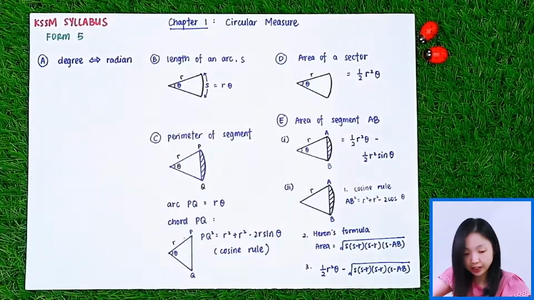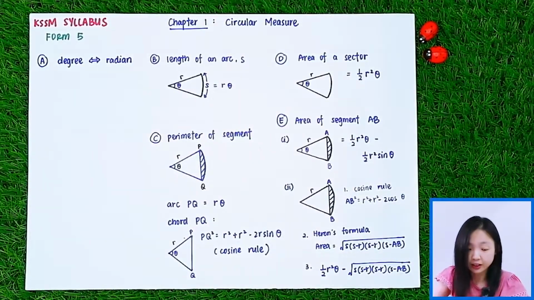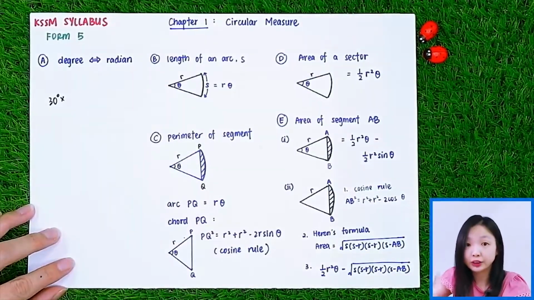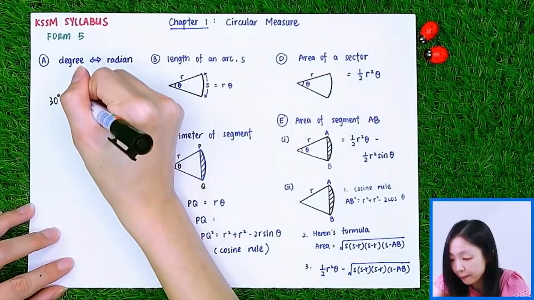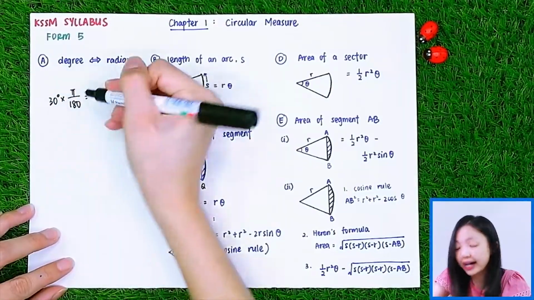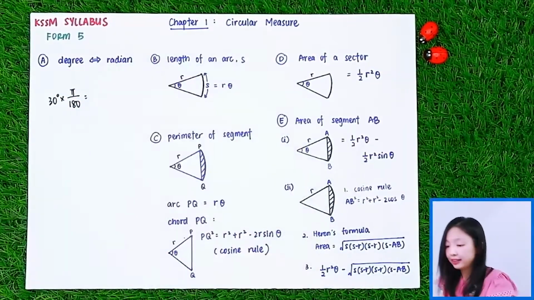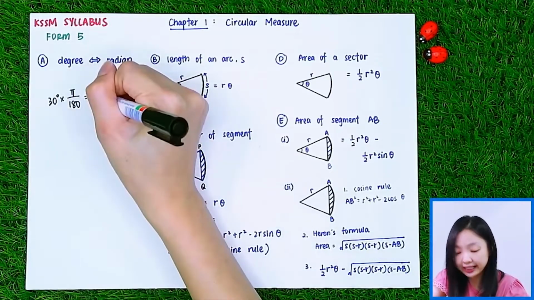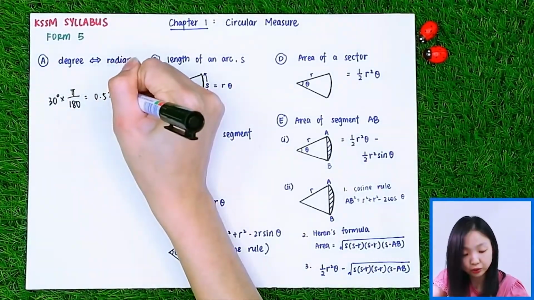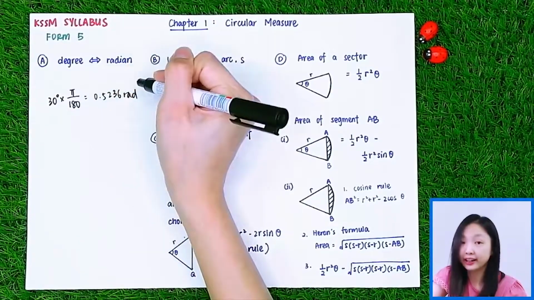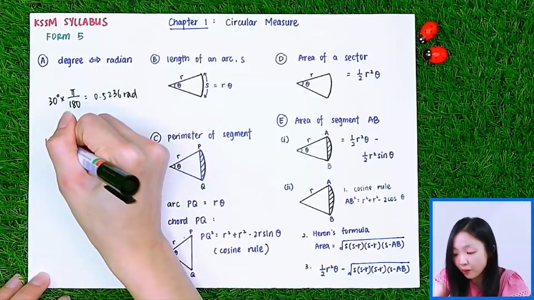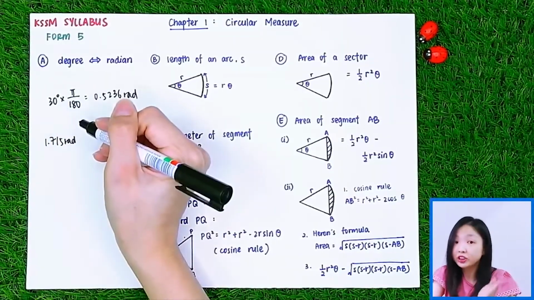I will show you how I change the degree to the radian. For example, 30 degree. How can you change the 30 degree to a radian? You have to times pi over 180. So by using your calculator, you just calculate 30 times pi divide by 180, then you will get your answer, which is 0.5236 radians.